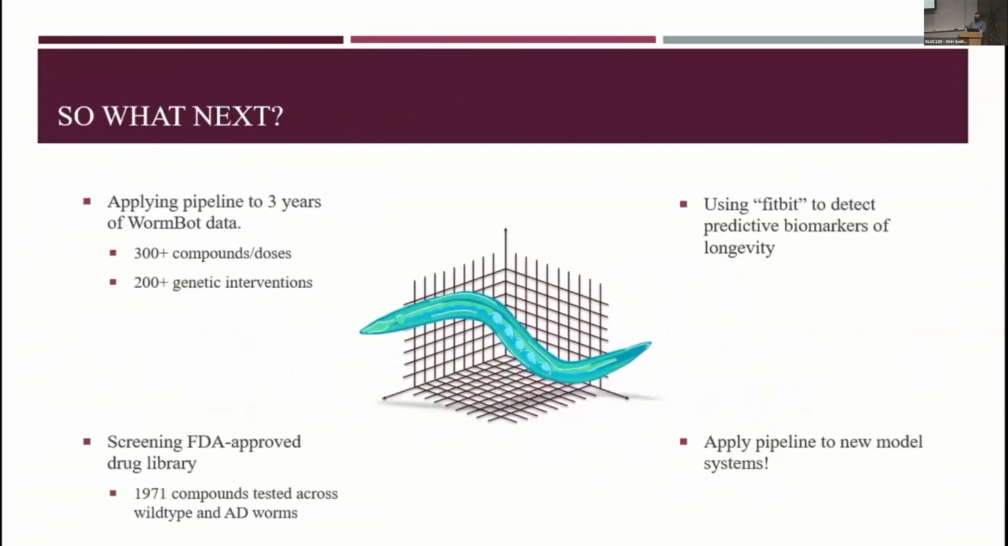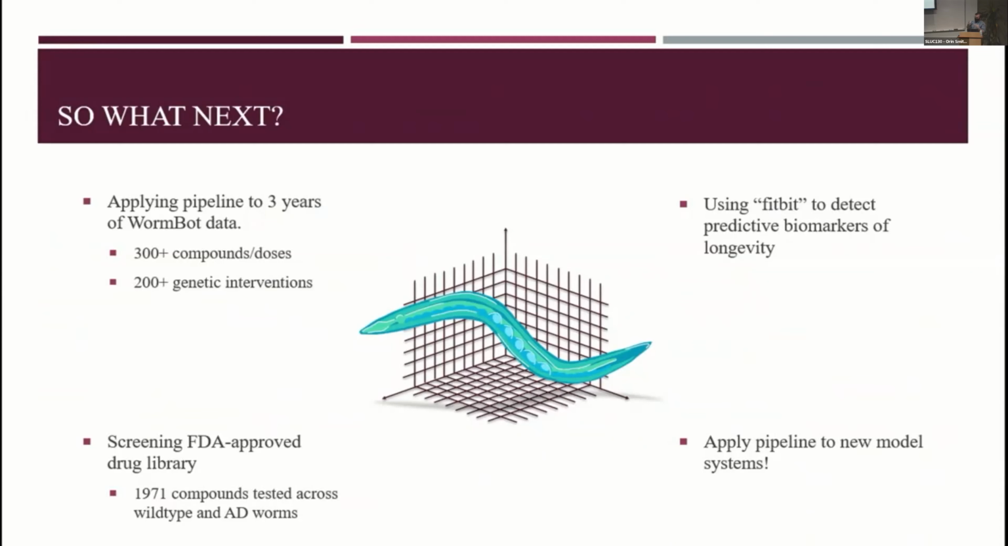And so what's next for us? Currently we've got about 3 years, so hundreds of compounds, hundreds of genetic interventions that we're going back through. Because this data is all still stored in the lab, we're able to go through and remine it for all these novel phenotypes, in addition to the lifespan, which was originally measured. We've started in the last couple of months screening an FDA-approved library of over 1,900 compounds in both wild type and Alzheimer's disease animals. Given the Alzheimer's disease phenotype is very short-lived in C. elegans in the specific model we're using, we hope to get through this library in the next 6 months, which would be really, really exciting.